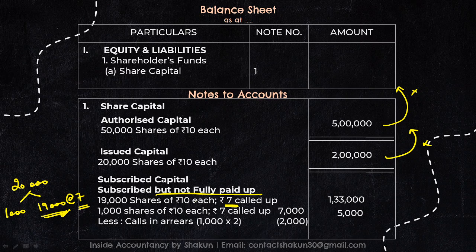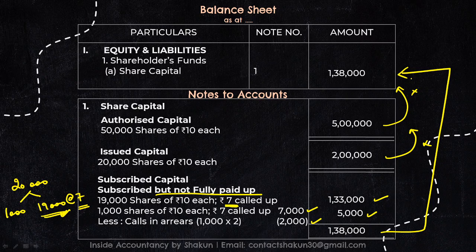So 19,000 shares at 10 each, 7 called up, 1,33,000, and 1,000 shares at 10 each, 7 called up. The amount to be received was 7. Calls in arrears were 2,000. So that means 5,000 is the amount that we have received from these 1,000 shares. So the total amount will be 1,38,000, which will be mentioned in the balance sheet. So this subscribed capital is the amount which will be mentioned in the balance sheet.